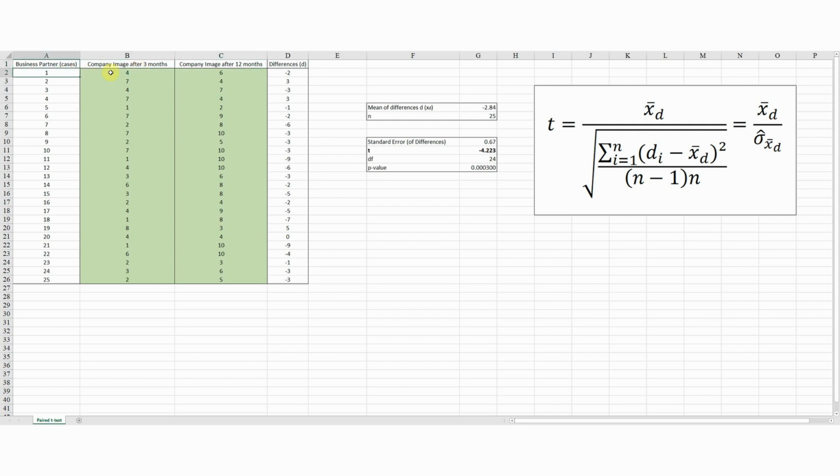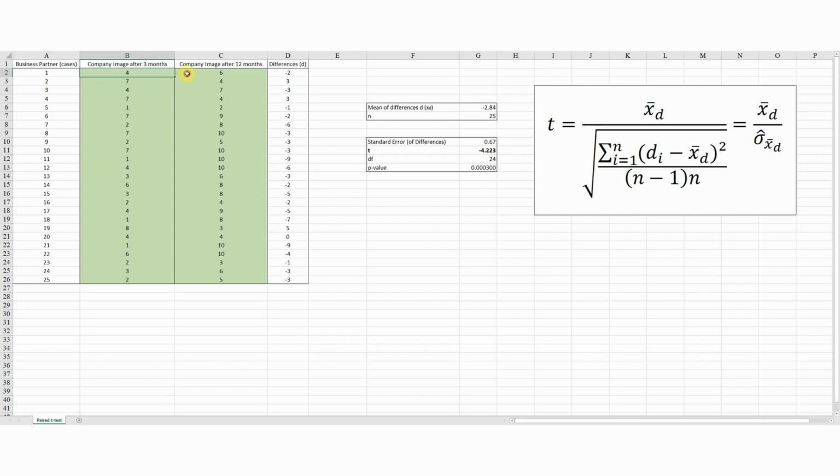Each case was measured twice. The only difference being when we asked them about our company image. These two measurements differ only in the point in time, but it's the same case. So 2 measurements for each case. That is why the test is called dependent samples t-test or paired samples t-test, because of these paired measurements.